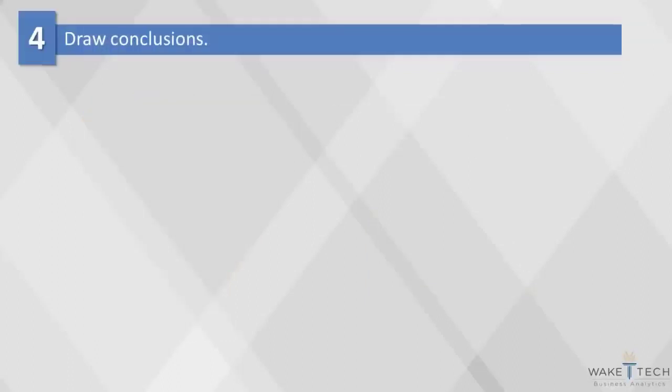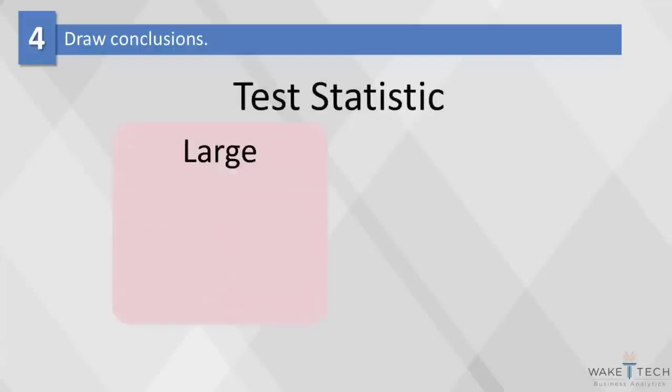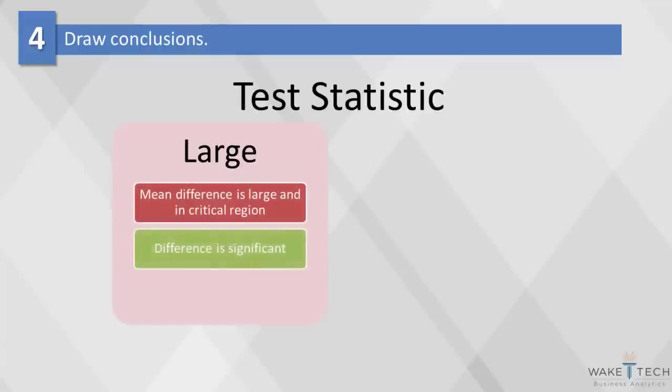The final step is drawing conclusions. Once we've computed the z-value of our test statistic, we have to look at the corresponding probability values to find out if it's reasonably close to the population mean. A large value shows that the obtained mean difference is large and in the critical region. The difference is significant, which means we have to reject the null hypothesis that the weights have not changed over time.